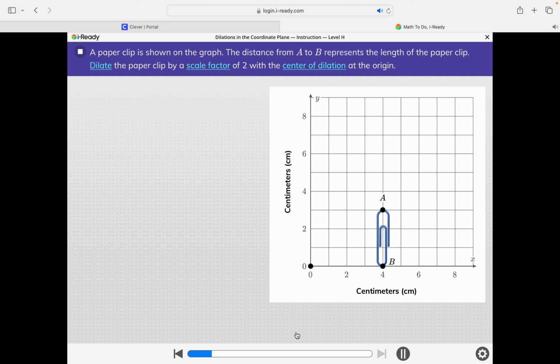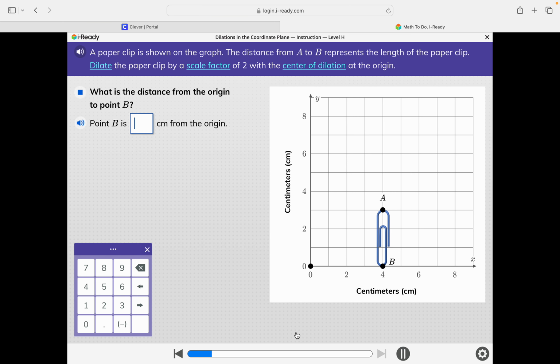Dilate the paperclip by a scale factor of 2 with the center of dilation at the origin. Okay. What is the distance from the origin to point B? Now, from this point we have to make a shadow copy. But how do we make a shadow copy? A paper clip is shown on the graph.